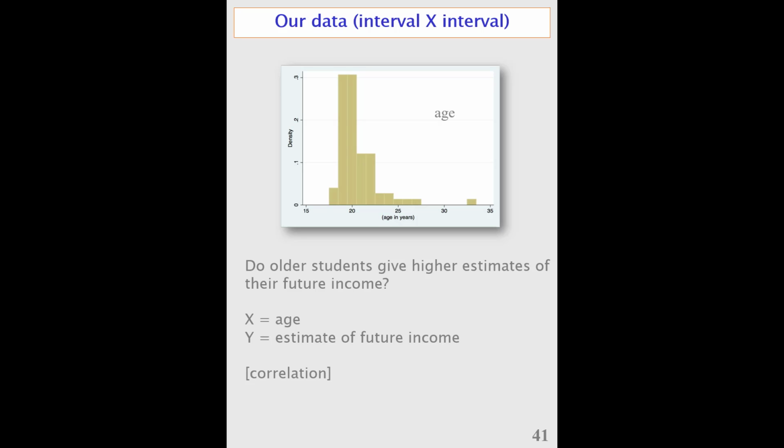We have, of course, age. There's not a lot of variation in age in this group compared to, let's say, a real population, but still, we could see the ones who are closer to 35 already. Do they think that they are going to earn more, or do they think that they are going to earn less? Age is interval. What you're going to earn is interval. We need something else here. It's called correlation or linear regression. It's actually the same thing.